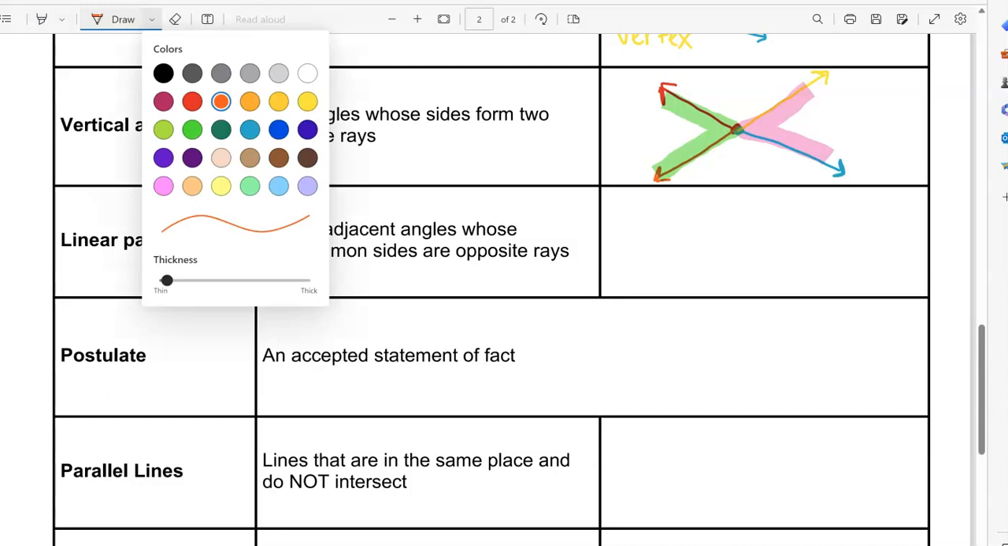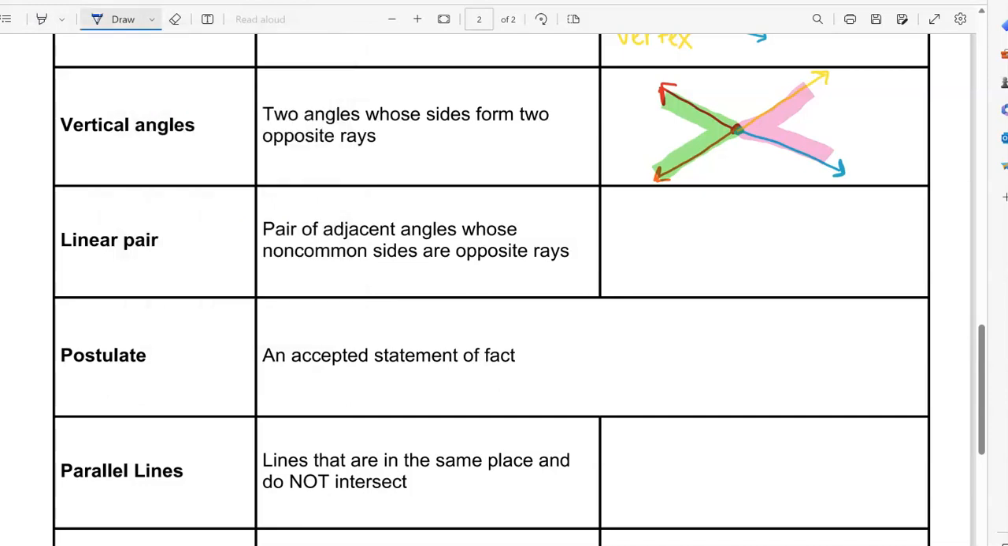Big thing to take away from this though, and we're going to talk more in depth about these vertical angles, is vertical angles are congruent. Congruent means they are equal to each other. So that means this angle right here is congruent to that angle right here. Just as a side note, our congruent symbol is a squiggly with an equal sign. We'll talk more about that next unit.